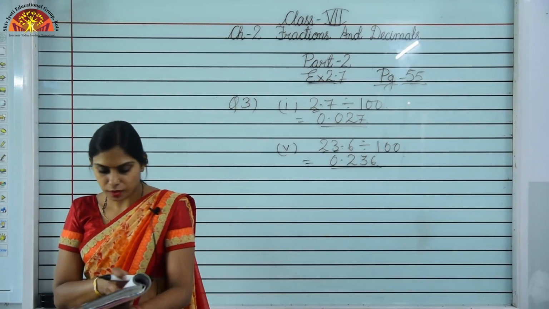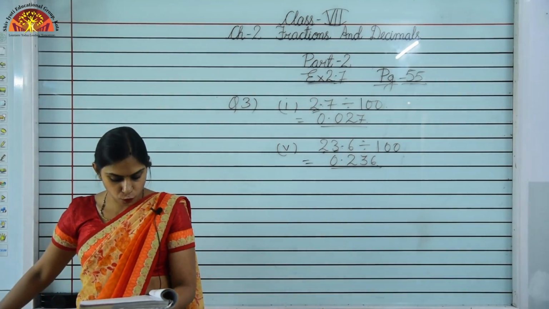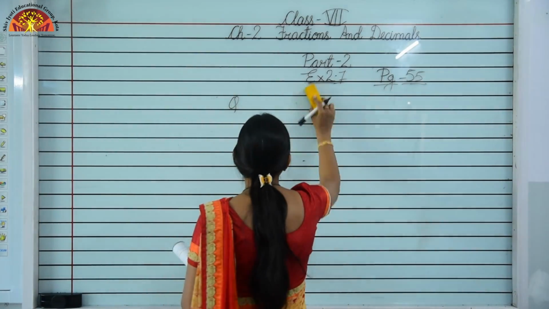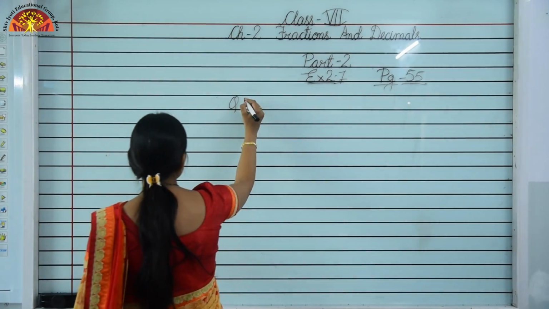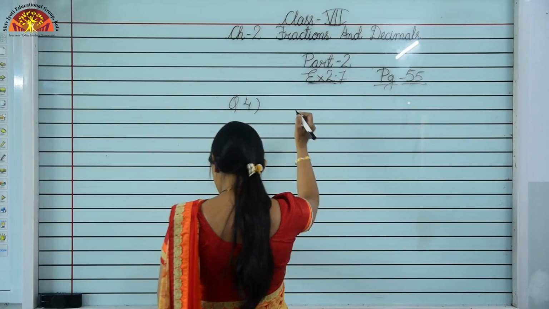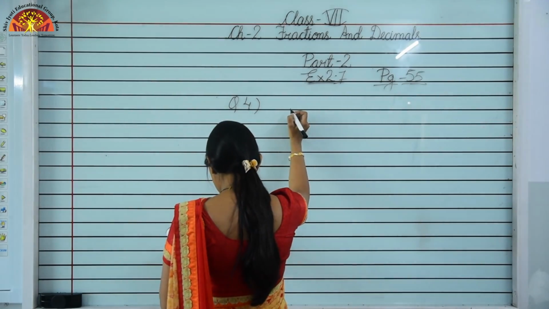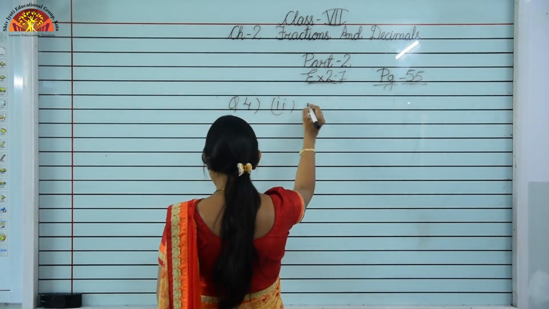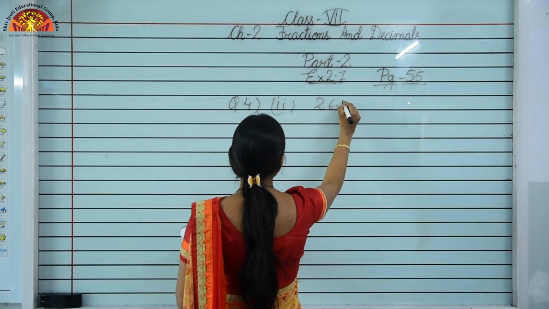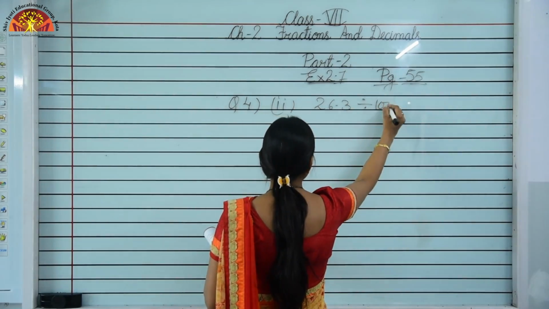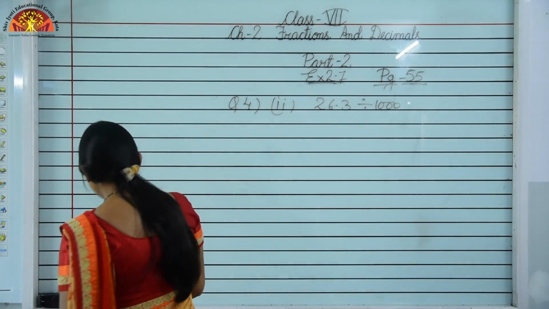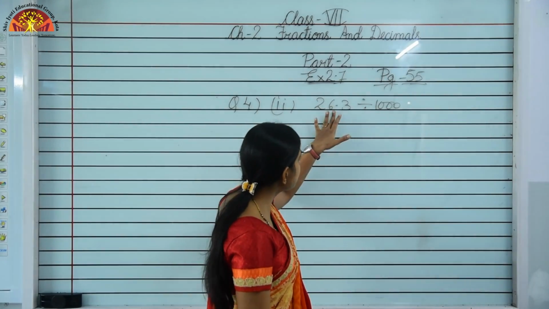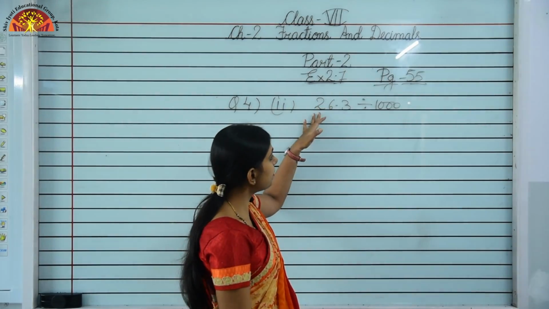0.236. Now just see question number 4. Just see question number 4, children. Now we will divide by 1000. So we will shift 3 places towards the left. Just see the second part, that is 26.3 divided by 1000. You can see there are 3 zeros, okay. So we'll shift this decimal 3 places towards the left.